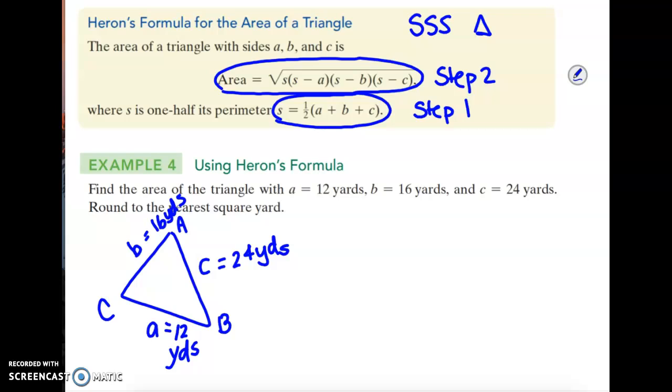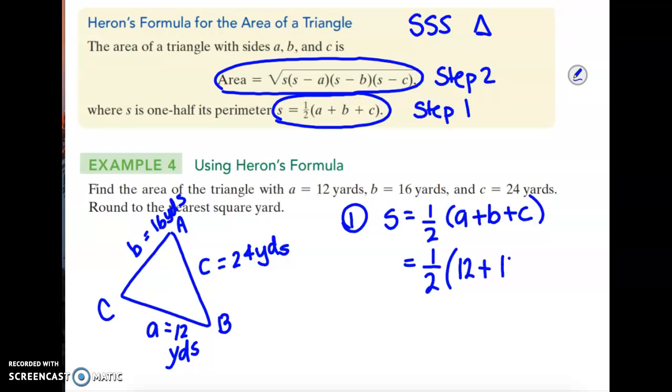So step 1 is we need to find half the perimeter. So 1/2 the perimeter. So we're going to add up those sides, the A, B, and C, and either divide it by 2 or multiply it by 1/2. And you're going to get it to be a length of 26. Now we're ready to find the area.